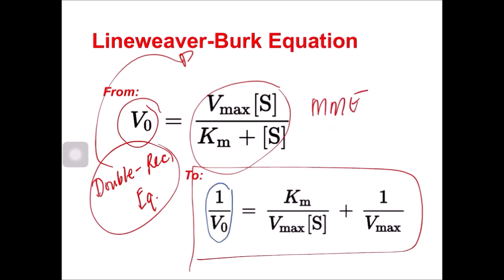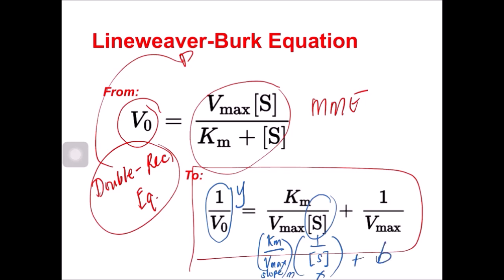1 over V naught represents the y, and Km over Vmax is the slope. Again, Km over Vmax is the slope. And then 1 over substrate concentration is the value of x. Slope is m, so mx, and then plus 1 over Vmax is b. B is the y-intercept.